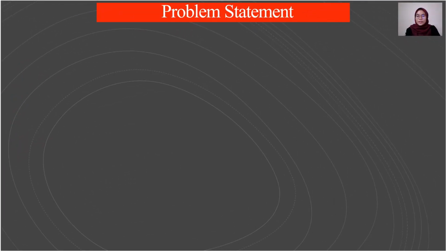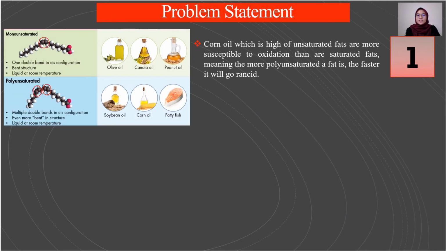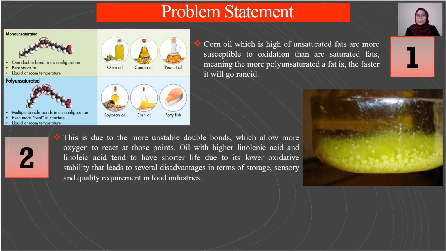Okay, I will explain about the problem statement. Problem statement number 1: corn oil, which is a type of unsaturated fat, is more susceptible to oxidation than saturated fats, meaning the more polyunsaturated a fat is, the faster it will go rancid. Problem statement number 2: this is due to the more unstable double bonds, which allow more oxygen to react at 2 points.